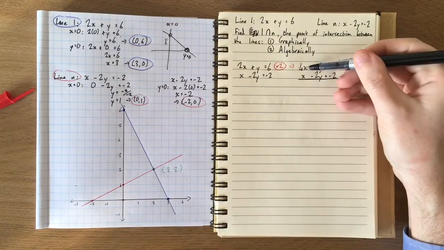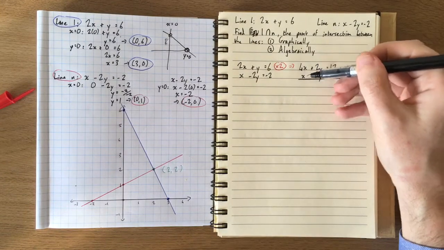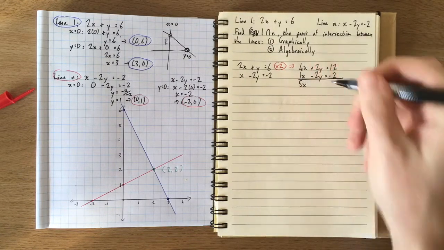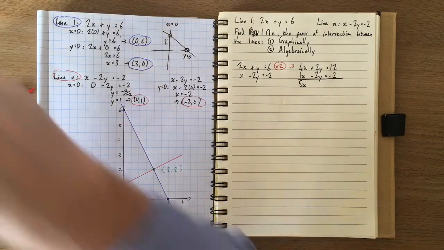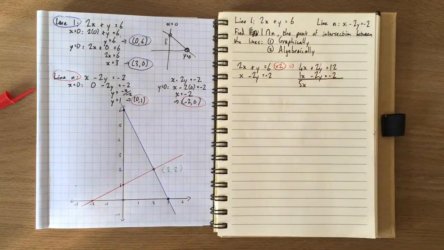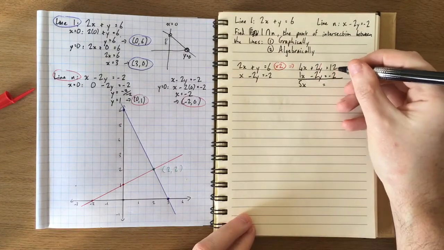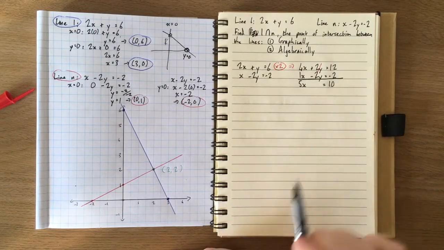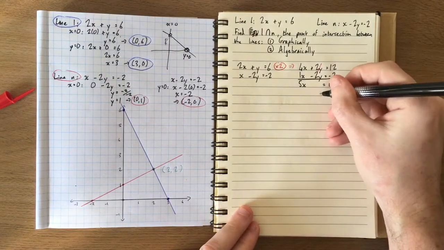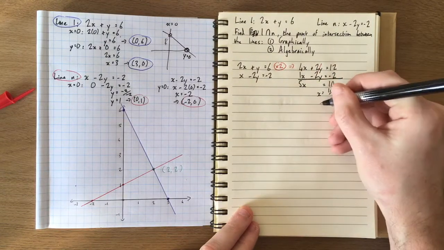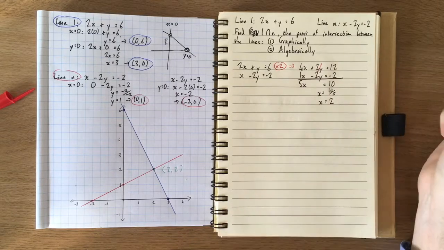So 4x plus x is the same as 4x plus 1x. So 4x plus 1x is 5x. 2y minus 2y cancels. 2y minus 2y is 0. That's what I'm trying to do here. I'm trying to get one of the letters to sum to 0. That is equal to 12 minus 2, which is 10. So 5x is equal to 10. So divide across by 5. You get x is equal to 10 divided by 5. So x is equal to 2.